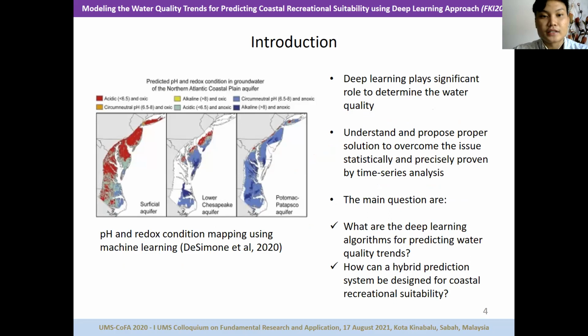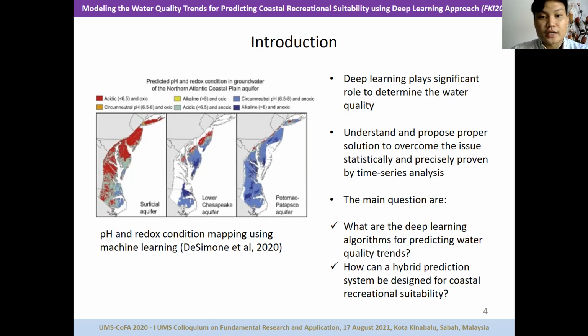deep learning is highlighted as the main approach in order to determine water quality. Take a look at an example of recent research, as you can see in the diagram, conducted by Simeon, where they demonstrated the prediction of pH and redox condition mapping using a machine learning approach. Similar to this research's focus on the water quality issue, understanding the issue and thus proposing a proper solution is essential in order to overcome the issue, statistically and precisely proven by time series analysis.